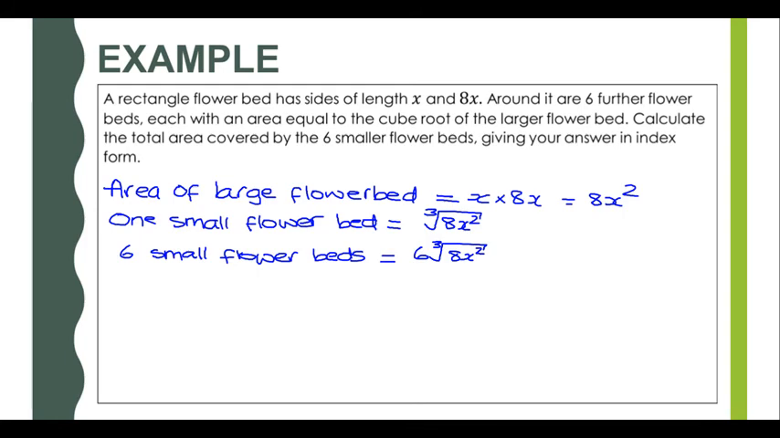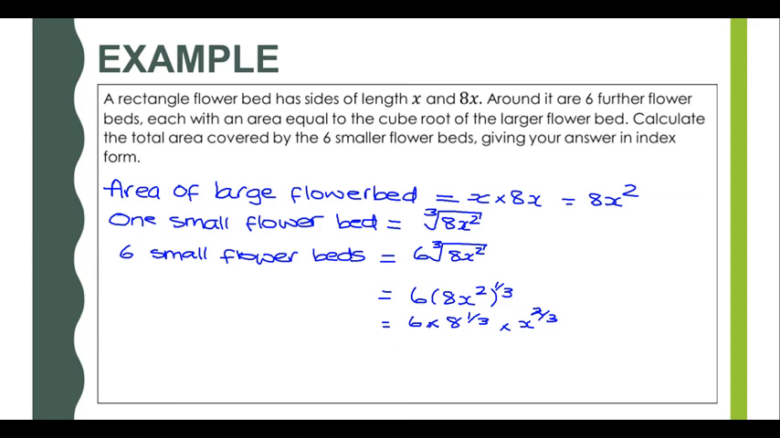We want the total area covered by the 6 small flower beds, but it wants the answer in index form, so we need to simplify this answer using our index rules. The cube root is the same as writing 8x squared all to the power of 1 over 3. And when we have a bracket with a power on the outside, we need to do each of the things to that power. So that gives us 8 to the power of a third times x to the power of 2 over 3, using the rule that we multiply the two powers together.